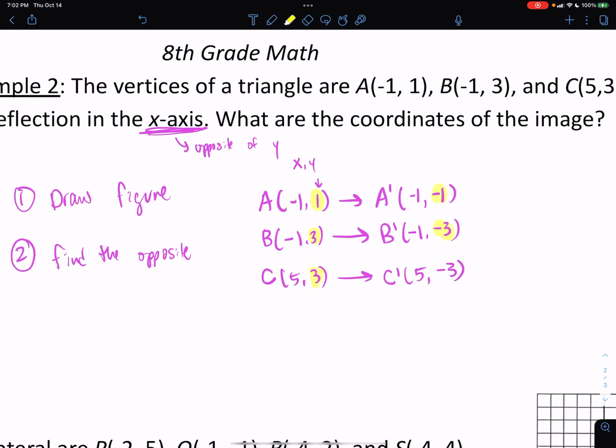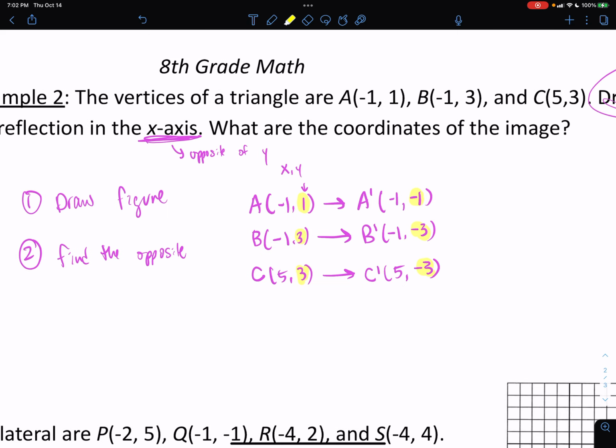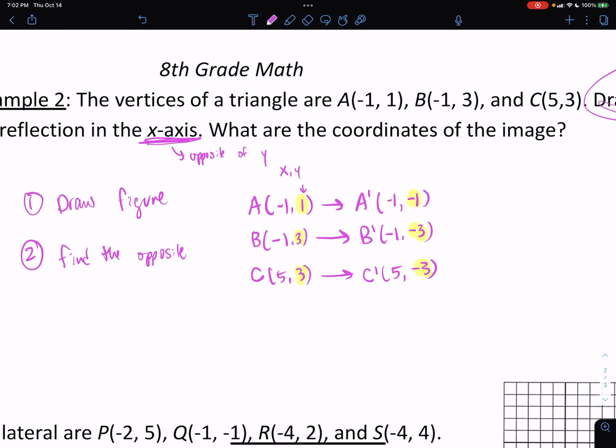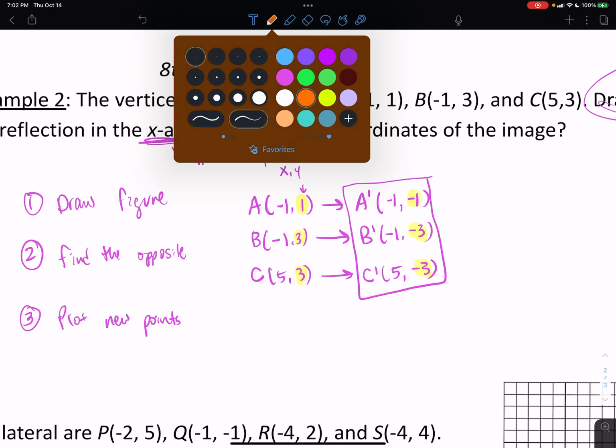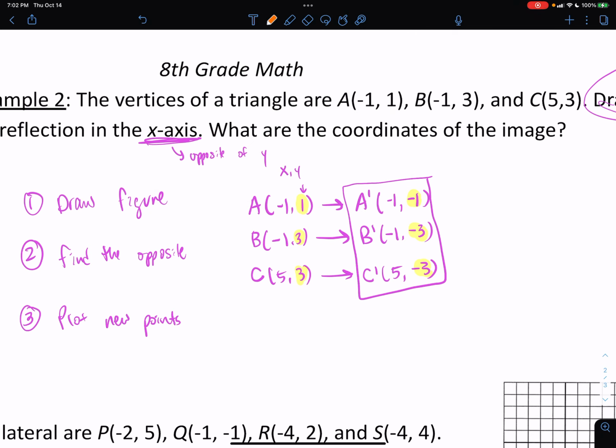So I would always write out these coordinates second. After you draw your original figure, I would find the new coordinates by finding the opposite. Step 3 is plot these new points. Okay, these new points are right here. I'm going to plot them in orange, so make sure you plot them as well. So once you find the opposites of all your points, plot the new image.